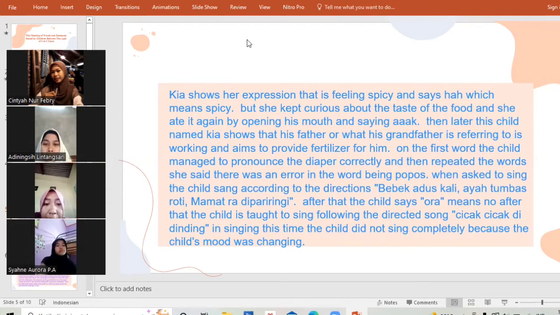After that the child says "ora," which means no. But now after that, the child is taught to sing following the direction song. In singing this time, the child did not sing completely because the child's mood was changing.